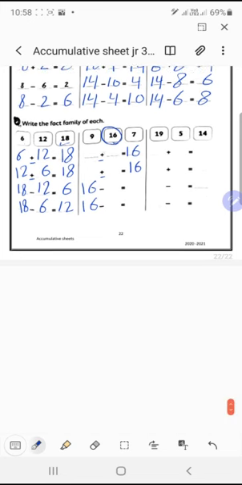Where to write 9 and 7? First one, yes, you can put 9 plus 7. Then you can put 7 plus 9, and we will get 16. At the minus, we will say, at the first one, 16 minus 9 equals 7. And 16 minus 7 equals 9.